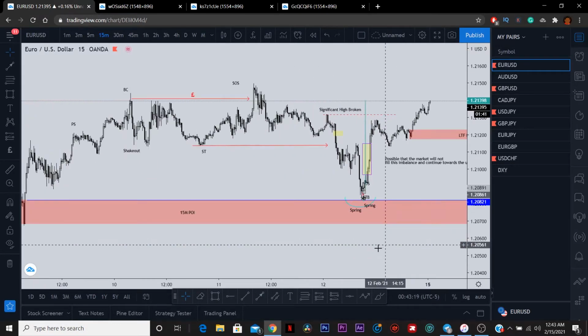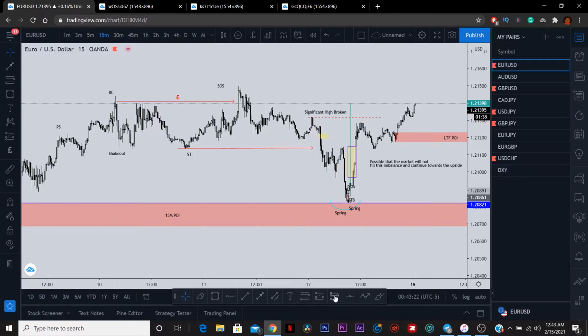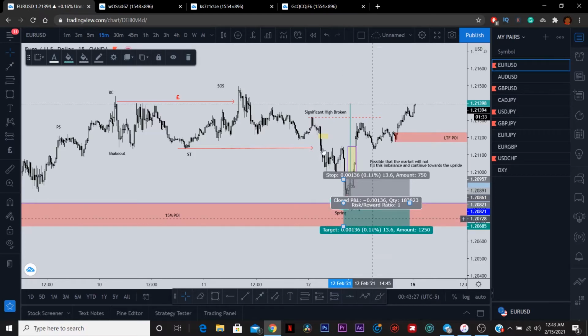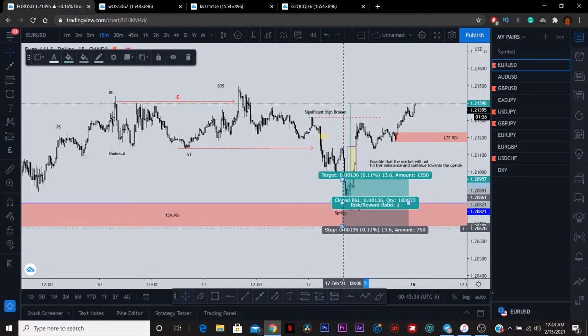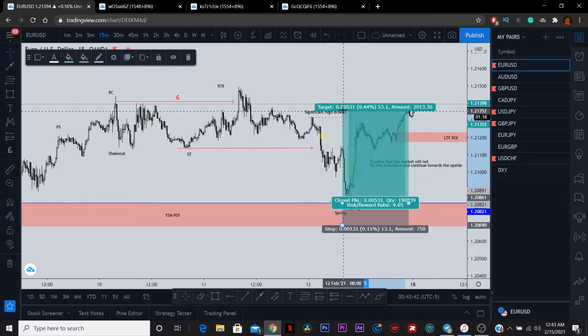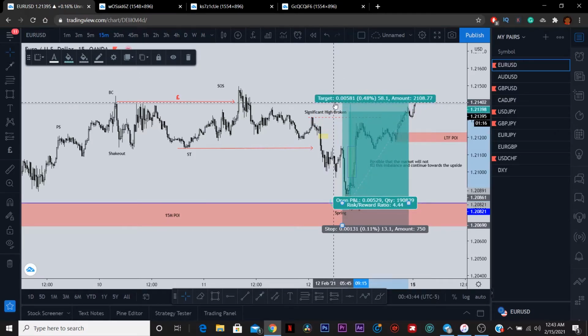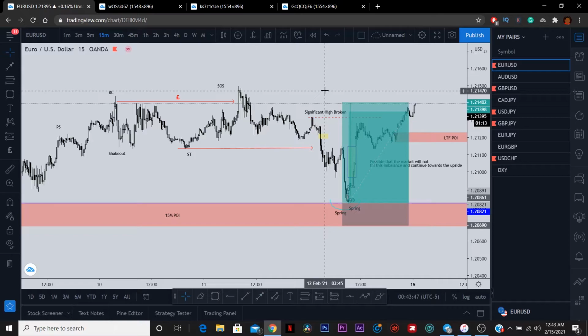Okay, compared to if you would have had an entry here. Oh, wrong one. Compared to if you would have had an entry here for, let's say, a 13 pip stop loss, you would have been at a 4 to 1. So you see the considerable difference in this right now. One of the trades you're floating at 4%. The other trade you're floating at 16%.